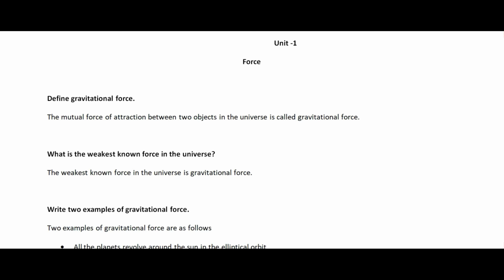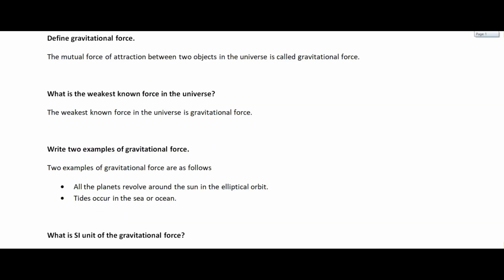So students, here I have mentioned, which you can see on your screen, the mutual force of attraction between any two objects in the universe is known as the gravitational force, and the weakest known force in the universe is gravitational force. And now I have already said, the gravitational force can be noticed in the case of heavenly bodies. So let's see the examples of the gravitational force which we can notice.